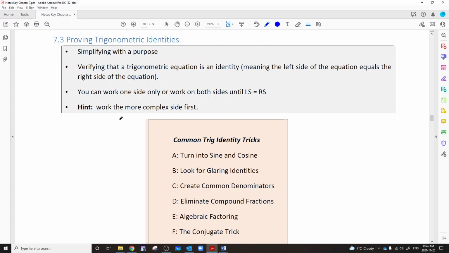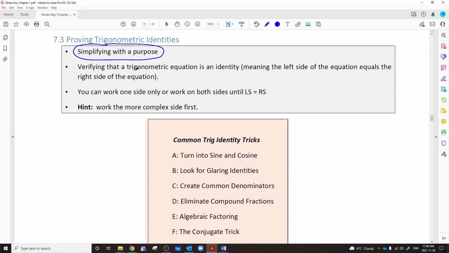So the next skill we're going to work on is 7.3, which is proving trigonometric identities. I think of this as simplifying with a purpose. I've been kind of saying it all the way along: simplifying is hard because you never know where to stop. And so this is where you're going to learn if you're at your stopping point.